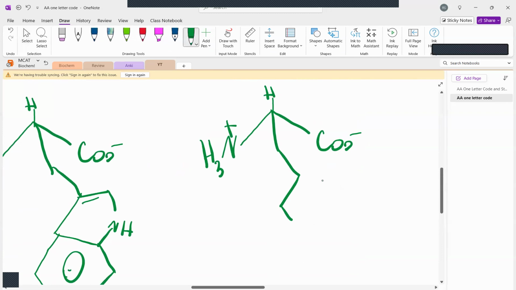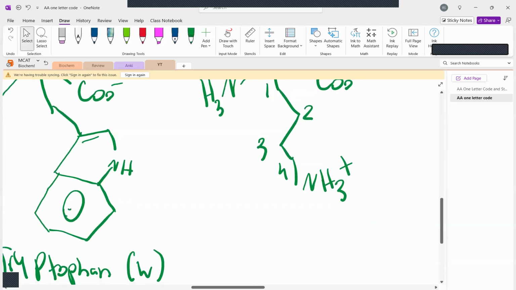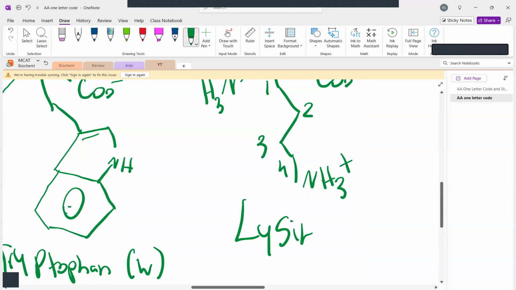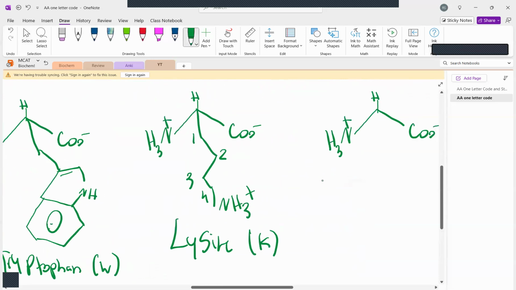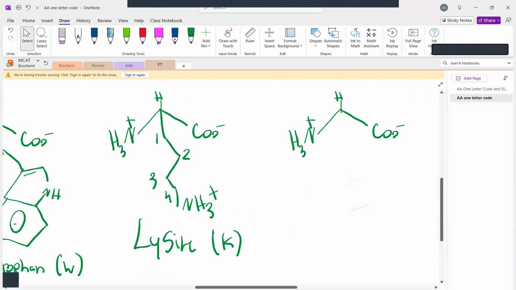So all of the basic ones will have one, two, three, four carbons, and then they'll have their functional groups. So here's lysine. Lysine, special K. This is a very common one. It's not as common as leucine, hence why it doesn't have the first letter of the name as its one letter code. This is special K, lysine.